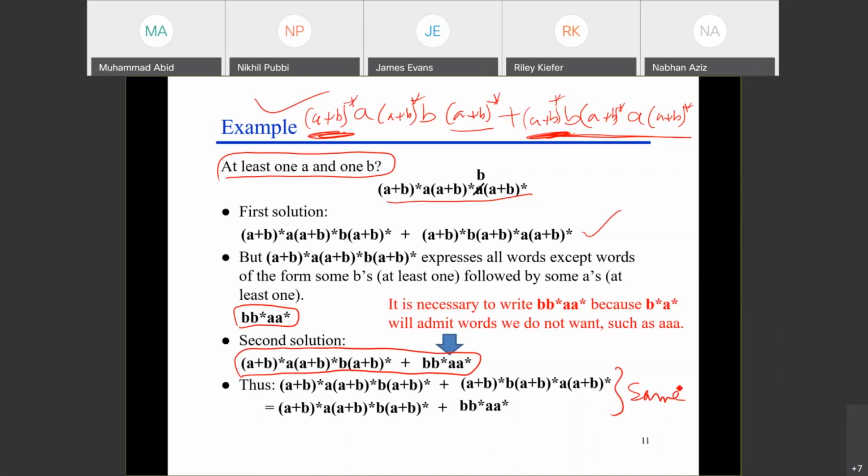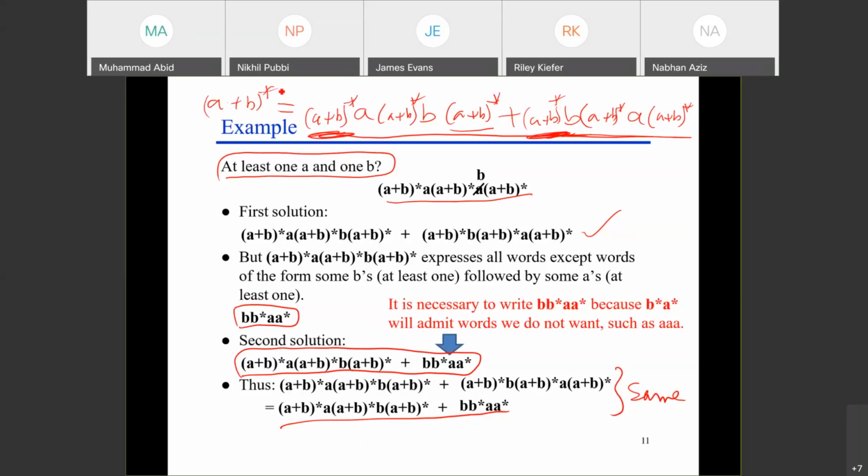Okay. This is good. So now I have this question for you. If I have this, so this is my whole regular expression, now if I write this thing, do you think that this whole thing is equal to A plus B star?